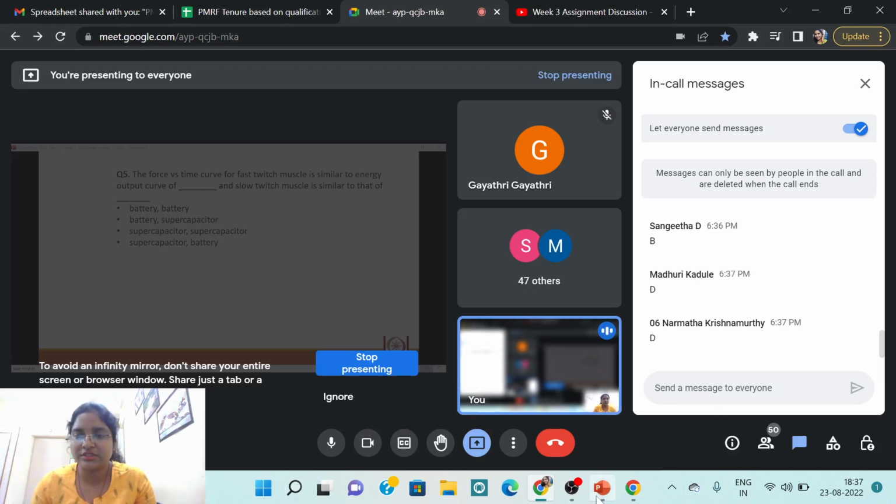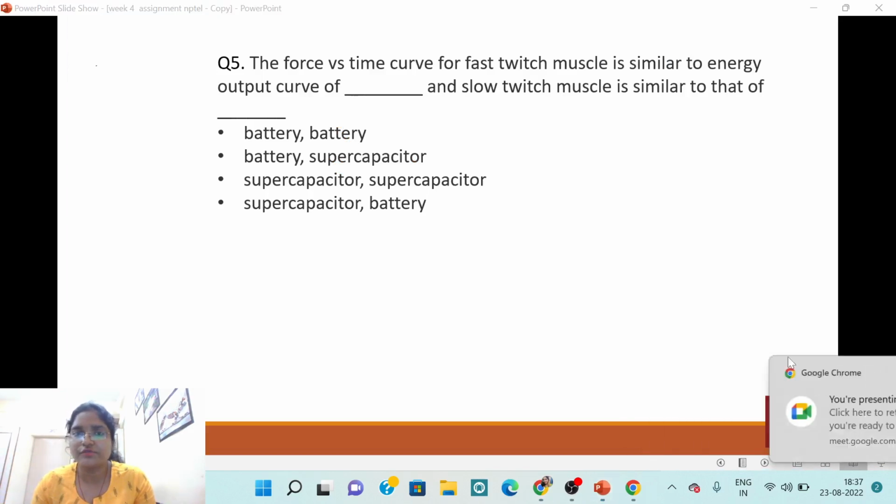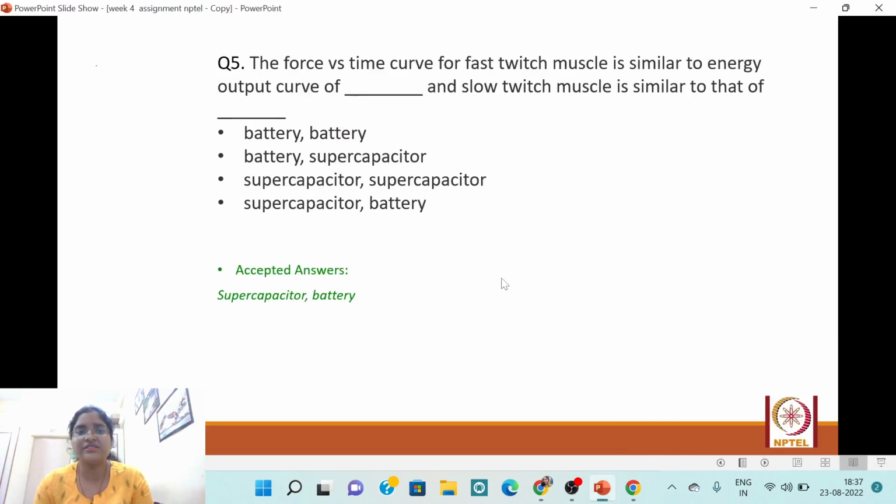Okay, I'll go on to see what the right answer is. I hope most of you have given the answers. So the correct answer is supercapacitor and then battery. The force versus time curve for fast twitch muscle is similar to the energy output curve of a supercapacitor, and slow twitch muscle is similar to that of a battery. Like this we can easily guess. I have already explained what fast twitch and slow twitch muscles do. The supercapacitor gives energy at a faster rate, if you all know the basic science, right? And batteries go on for a long time and act at a normal range. That is the activity of a slow twitch muscle.